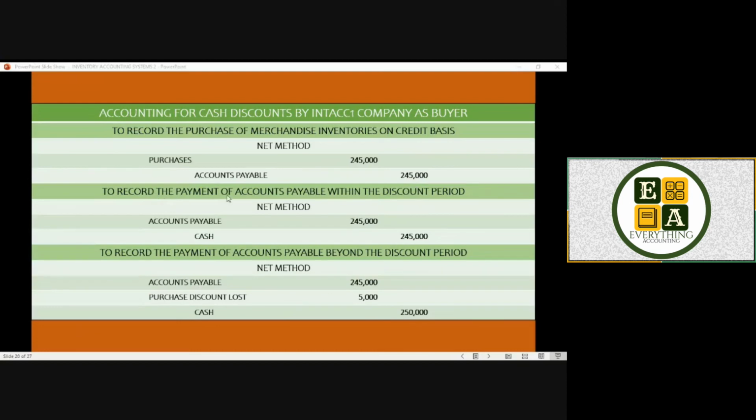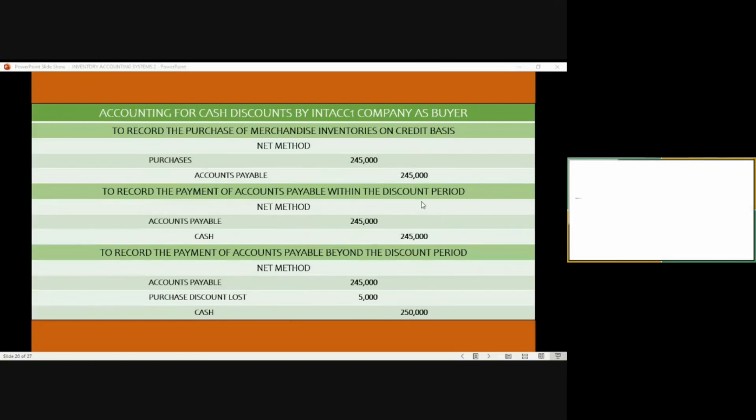Then, to record the payment of accounts payable within the discount period, or within 10 days, the accounts payable we recorded is 245,000. Upon payment, accounts payable debit, 245,000. Then we credit cash, 245,000. We no longer record a discount upon payment because we already deducted it from the moment of purchase.